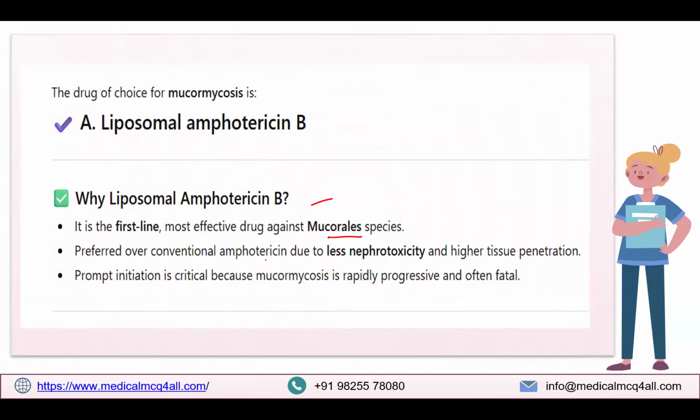Over the conventional amphotericin B that we regularly use, this liposomal part is less nephrotoxic. Everyone knows in the exam they always ask you what is the most common side effect of amphotericin B. It has to be nephrotoxicity. But if you give the liposomal form, then the nephrotoxicity is reduced by 30% due to the liposomal type of amphotericin B.